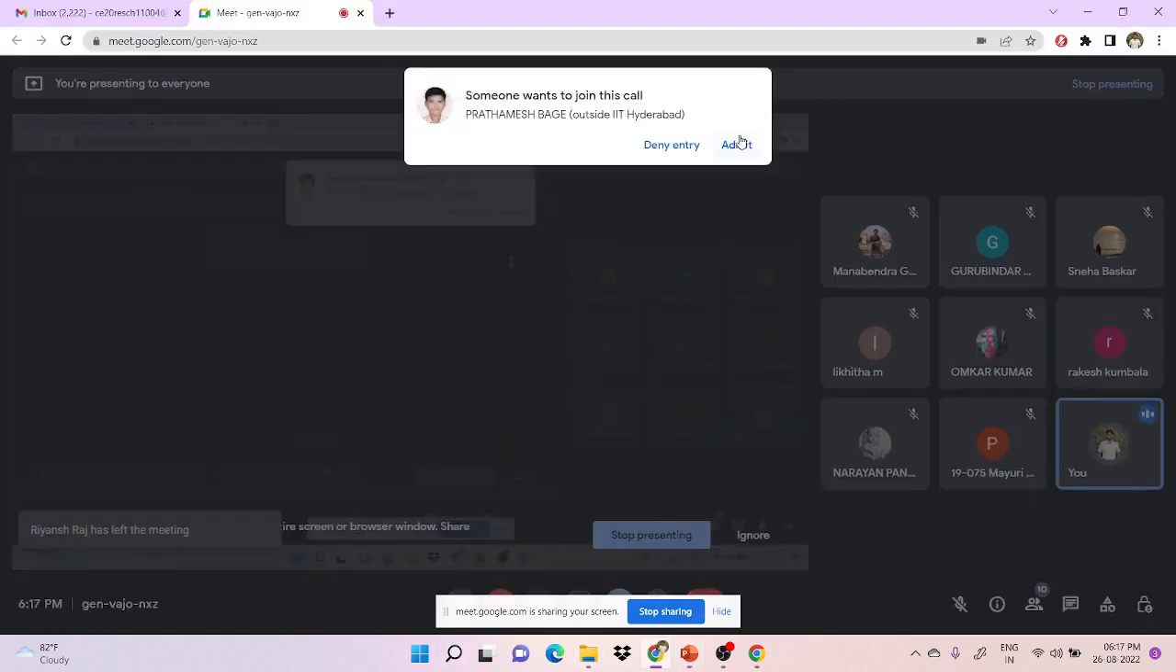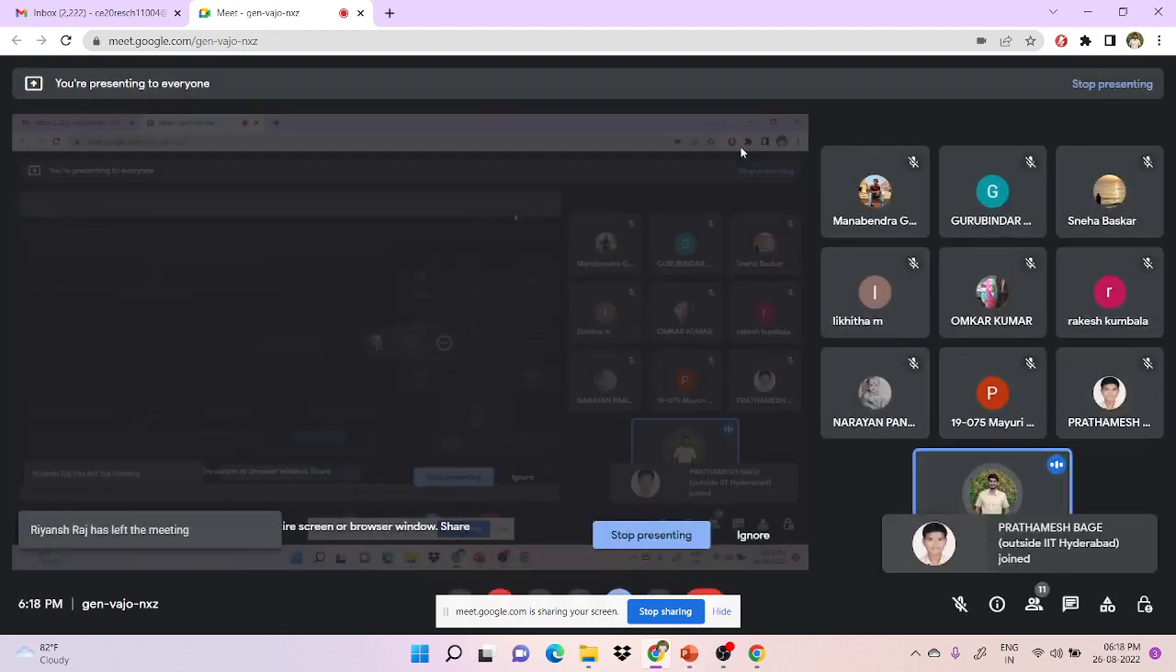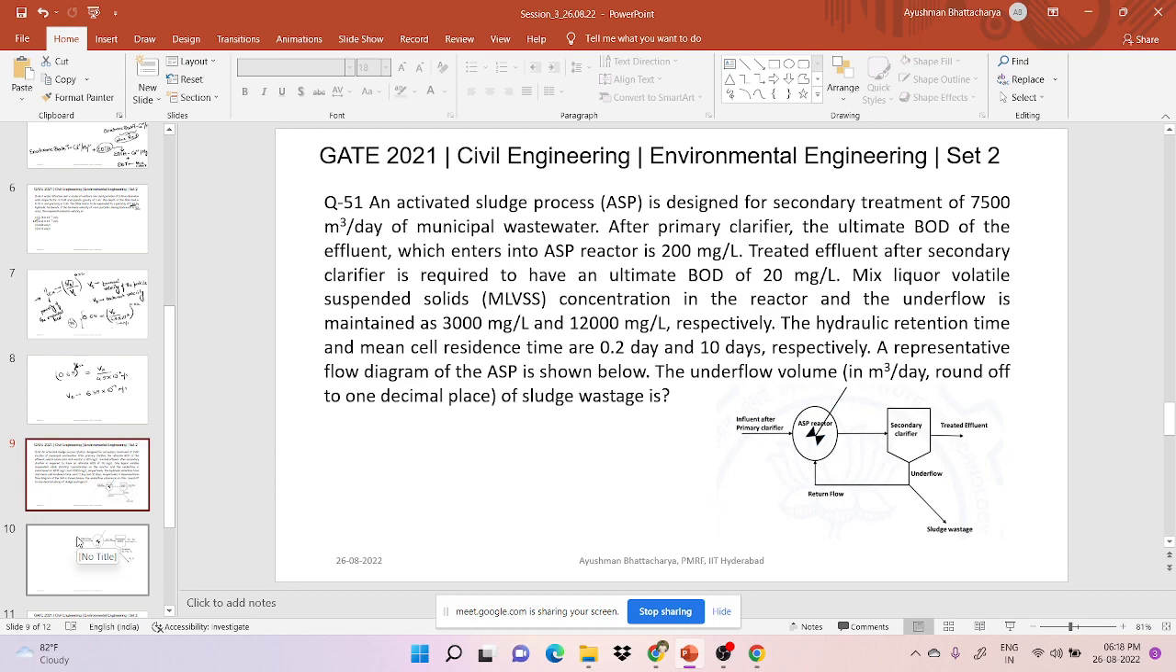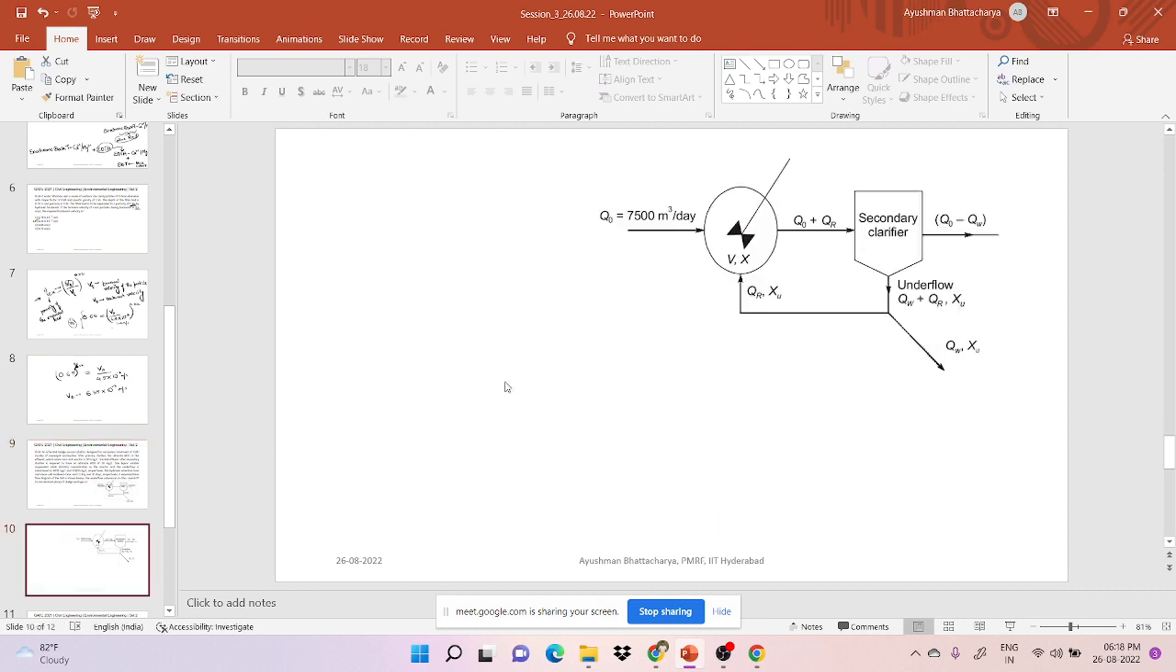In this question, they have asked us about the underflow sludge volume. We will understand what is meant by underflow sludge volume. Basically, in the question they are mentioning that 7500 meter cube of wastewater is coming. This is the ASP. We know in the ASP, this is the aeration tank and this is the secondary sedimentation tank. So Q amount of wastewater is getting in as the influent and it will go to the secondary clarifier. From the secondary clarifier, some will go out as effluent, some will be recycled and some will be wasted. So here, I will draw this.